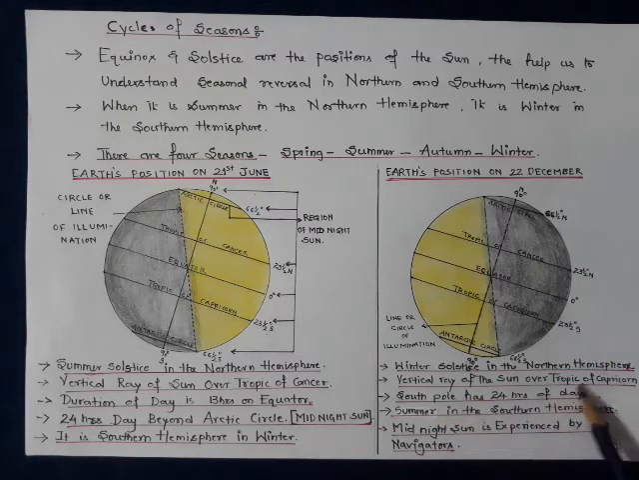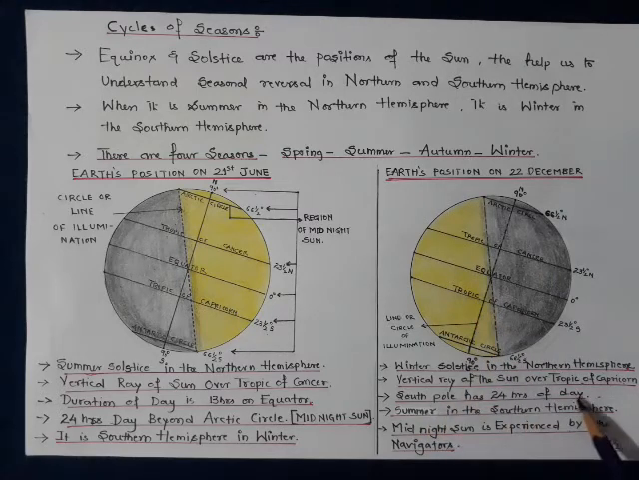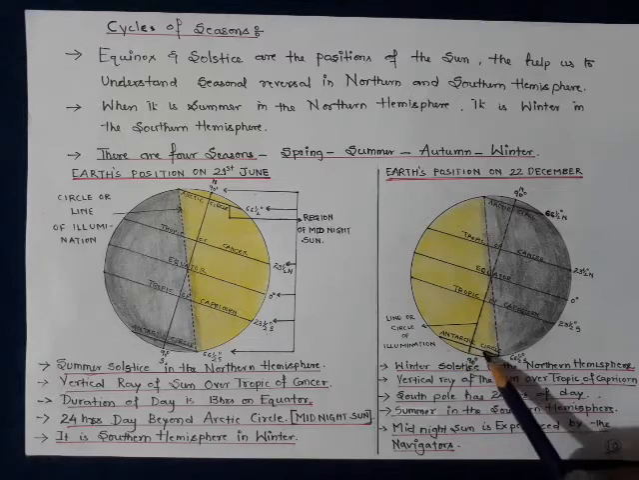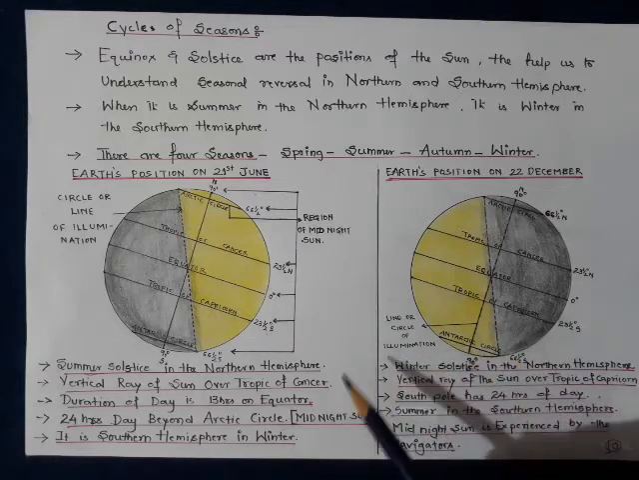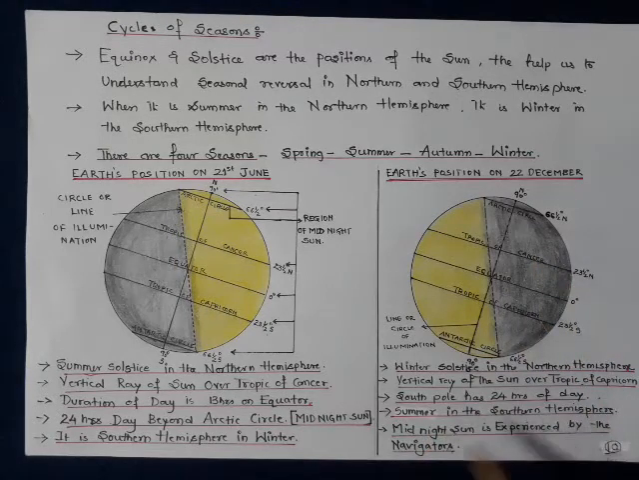The rays of the sun are vertical over the Tropic of Capricorn. The south pole has 24 hours of day. Why? Because it is totally inclined and vertical towards the sun. So hence summer in the southern hemisphere, and midnight sun is experienced only by the navigators. Here, experiencing midnight sun on land is not possible. Why? Because as you all know, the southern hemisphere has vast expanses of water rather than land. So hence the midnight sun can be witnessed only by the navigators.